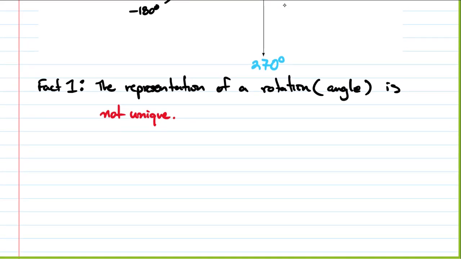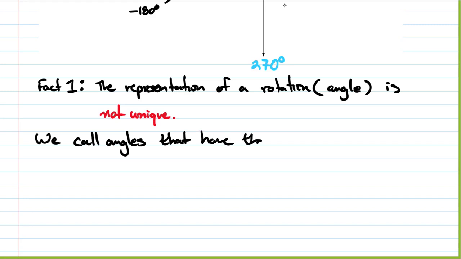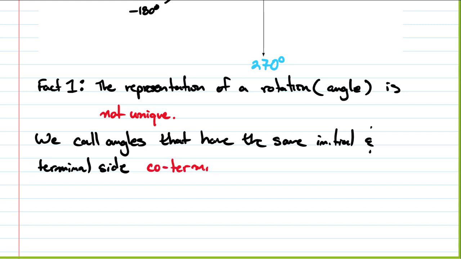So we call angles that have the same initial and terminal side coterminal angles. So we'll return to the topic of coterminal angles and how they are related to many things involving trigonometry. But for right now, we need to know that the representation of an angle is not unique, and we need to know that we're going to call angles that have the same initial and terminal side coterminal.